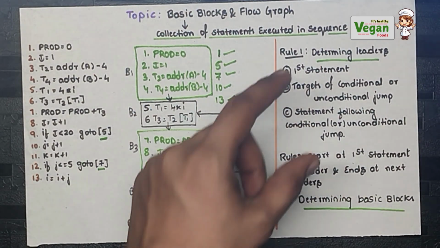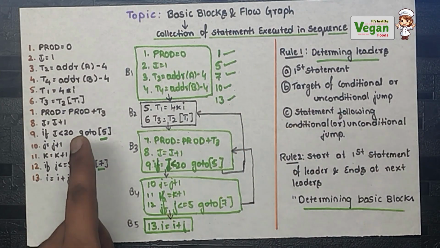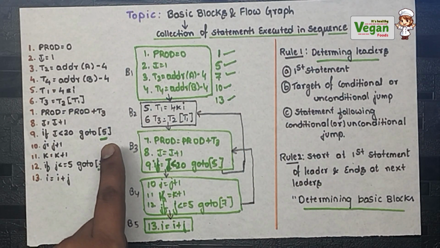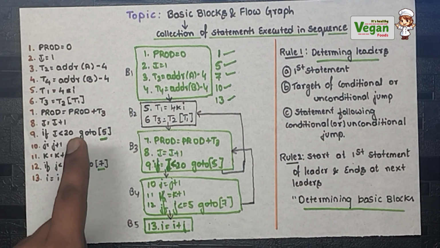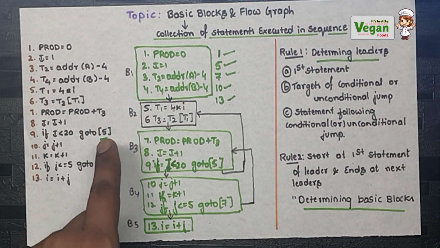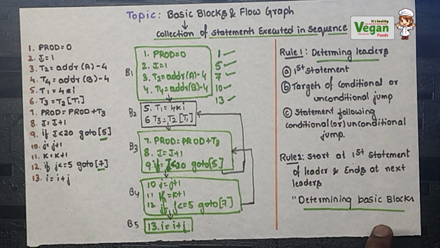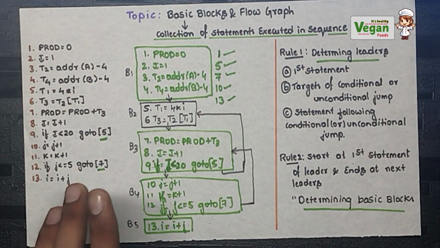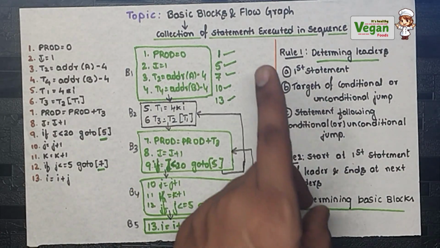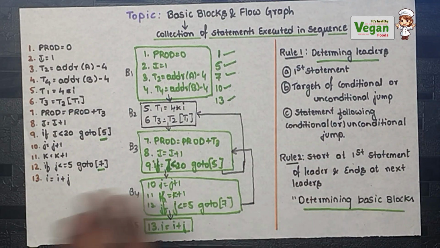First, you must determine the leaders. The first statement will be a leader, the target of a conditional statement, that is the go to, whatever statement it points to will be a leader, and the statements following the conditional or unconditional statement. If this is the conditional statement, its following statement will be considered a leader. Now we have determined the leaders. While determining the basic blocks, start from the first leader and end just before the next leader. That is 1 to 4 one group, 5 to 6 one group, 7 to 9 one group, 10 to 12 one group and 13 another group.